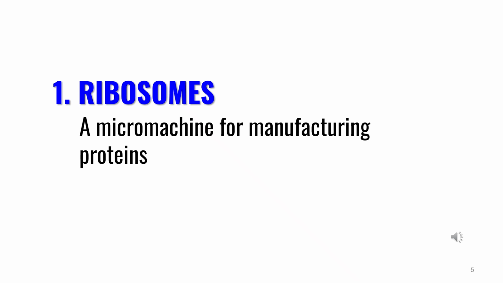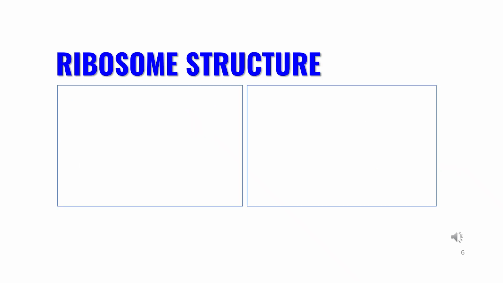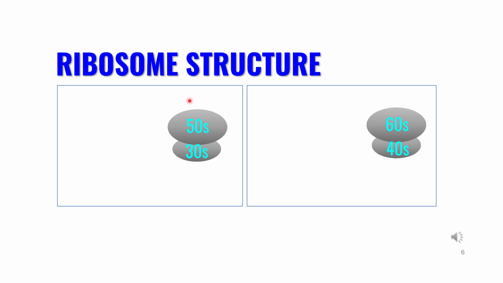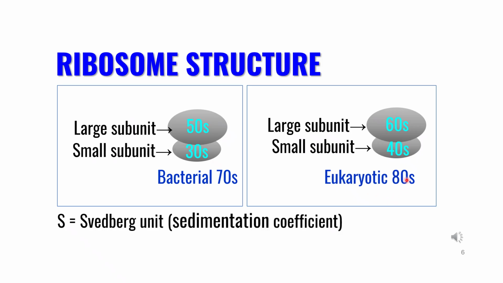So let us begin with the ribosome, which serves as a micro machine for manufacturing protein. It consists of two subunits, the large one which is catalytic in function and the smaller one which is a decoder or reader arm. The basic structure of the ribosome is the same in bacteria and eukaryotes as well as in mitochondria, consisting of the large and the small subunit. In bacteria, 50S is the large one and 30S is the small one. Together they make the ribosome, which is 70S. In eukaryotes, the bigger and the small one together make the 80S ribosome.